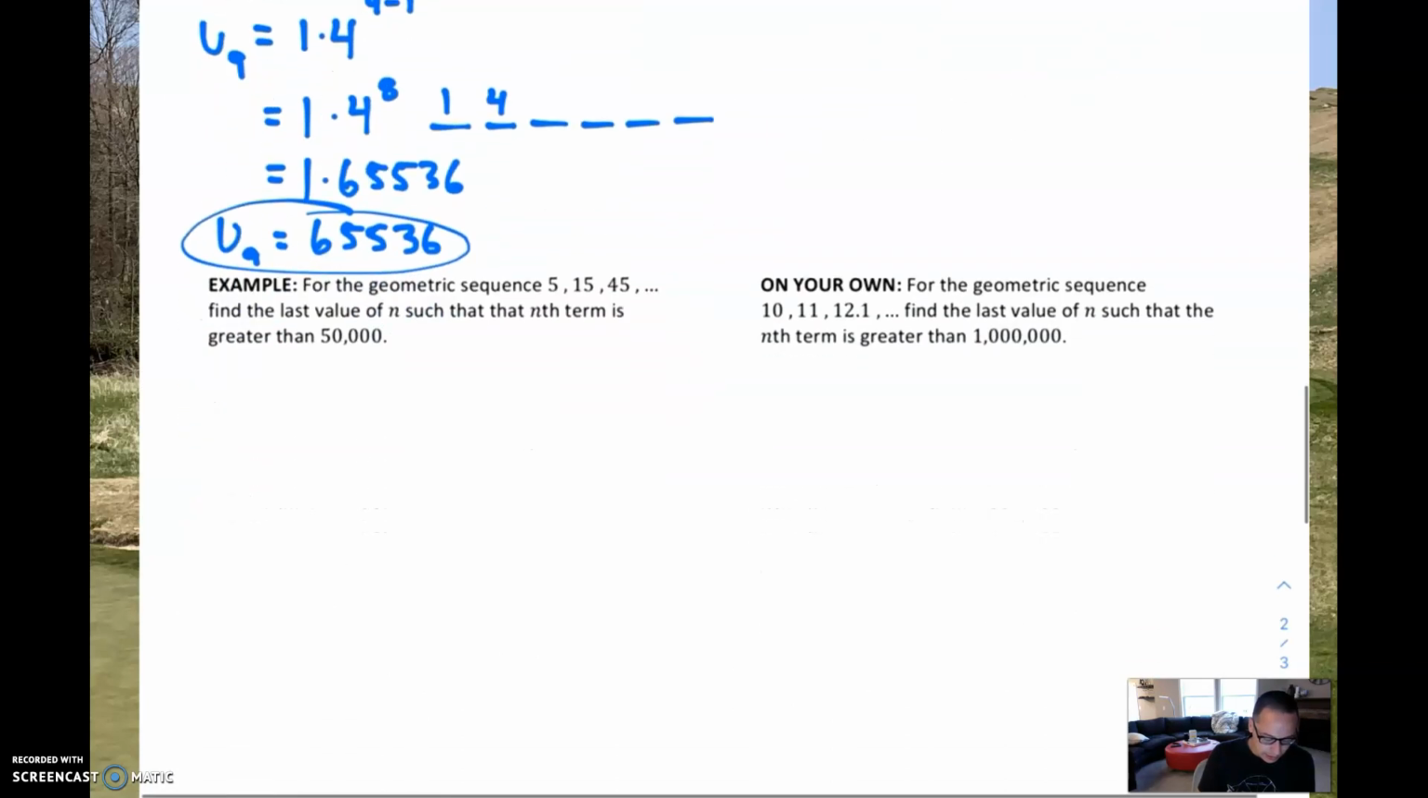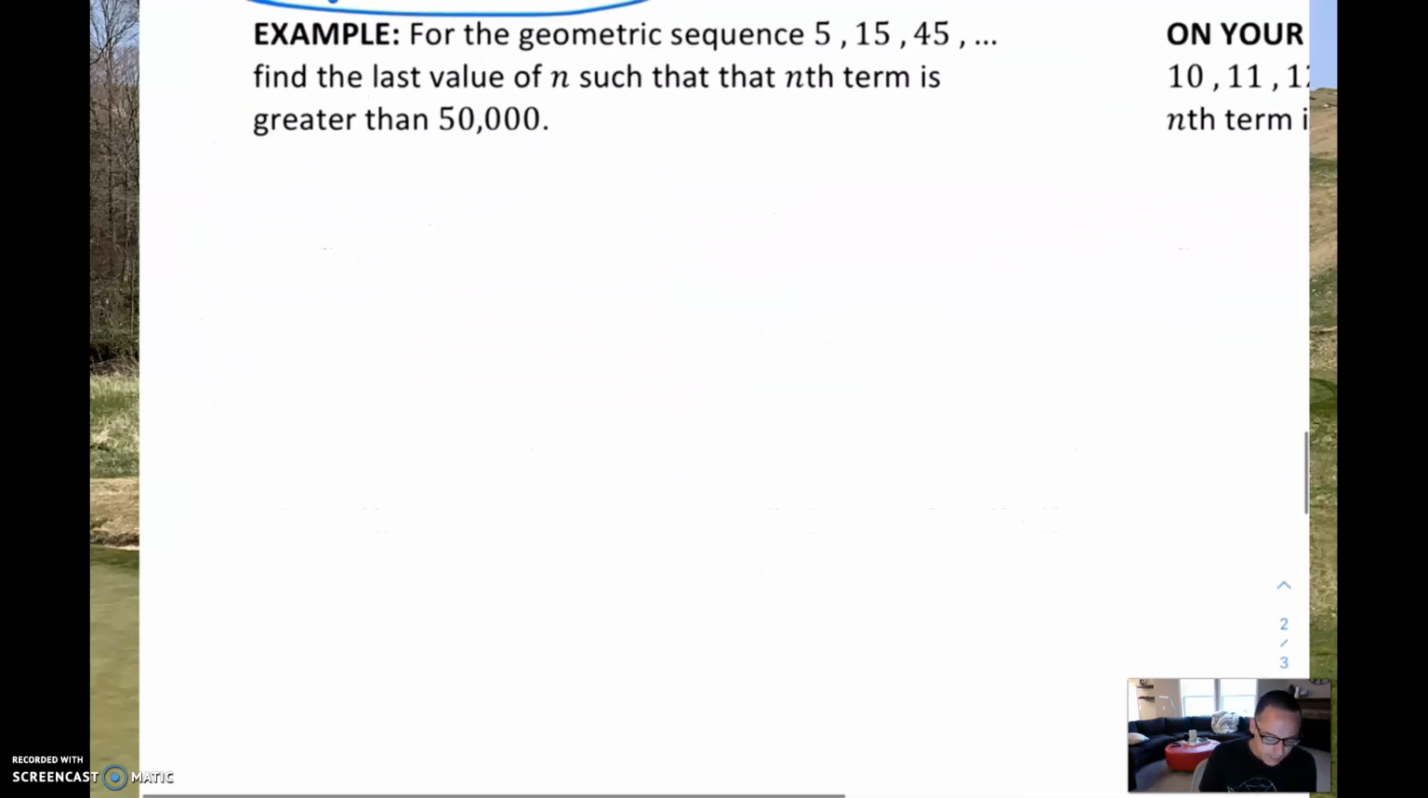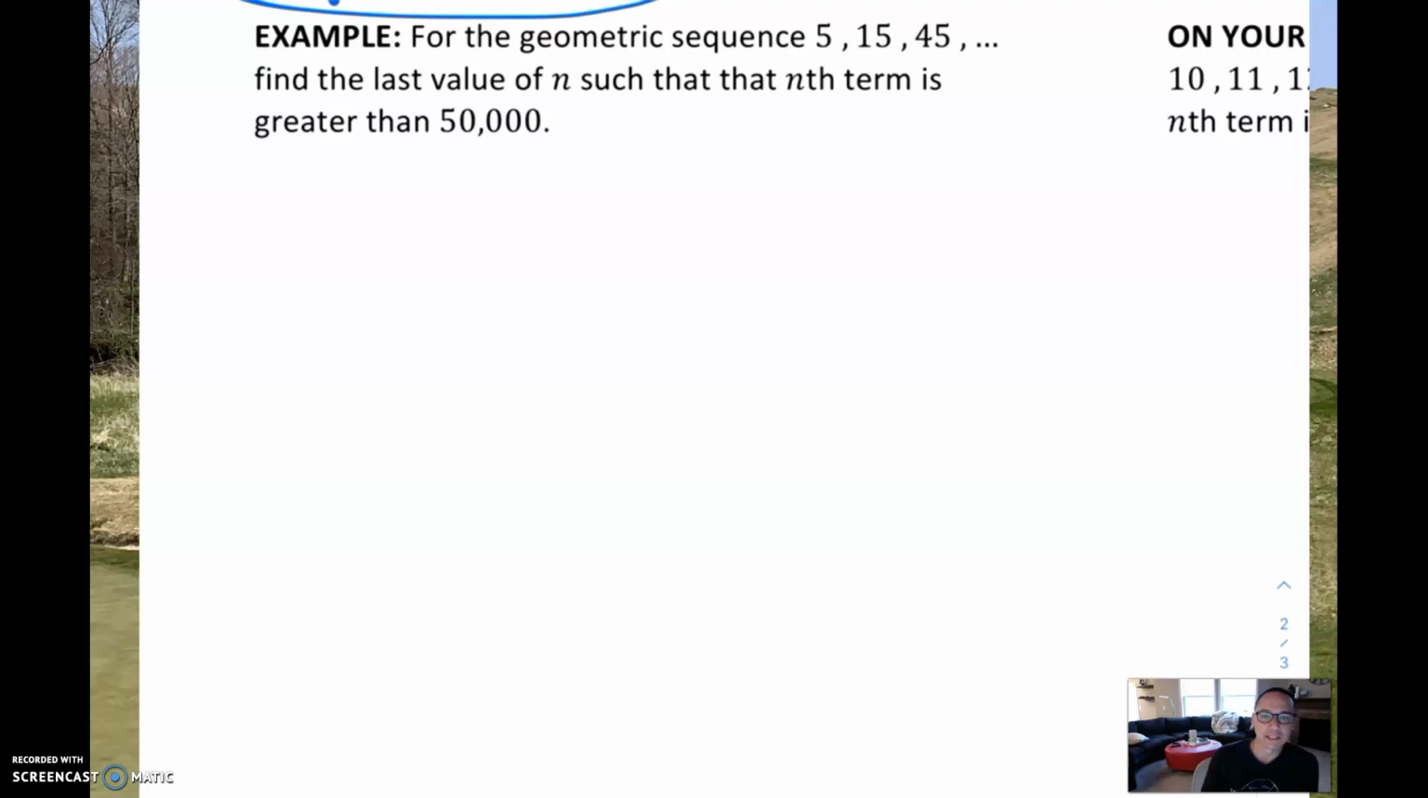So now let's go on to one more example. And we once again have a geometric sequence. And it's 5, 15, 45, so on, so on, so on. It's multiplying by 3 every single time. And I want to find the least, that should say least, so many typos here. I want to find the least value of n such that the nth term is greater than 50,000. So basically, what's the first term where it becomes greater than 50,000?